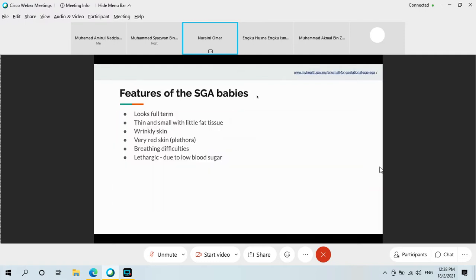So next, these are the features of SGA babies. The SGA babies may look full term, but also preterm. The preterm baby can also have SGA. So the doctor must determine whether the baby is full term or preterm. Thin and small with little fat tissue, wrinkly skin, very red skin or plethora, breathing difficulties, lethargic due to low blood sugar. Next.